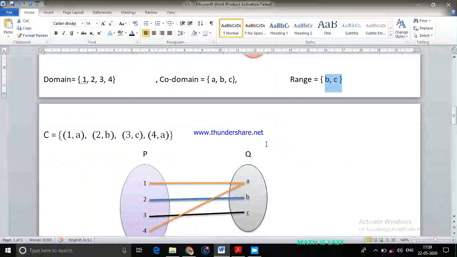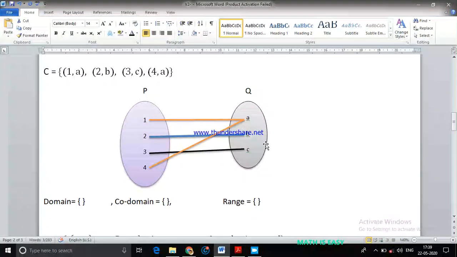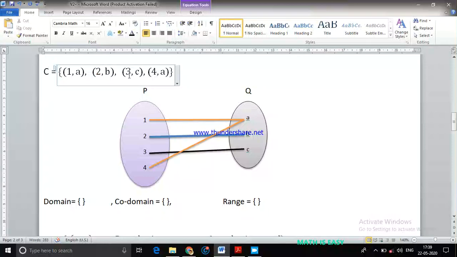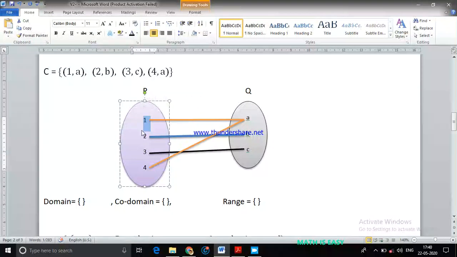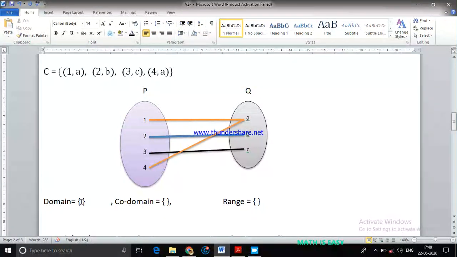So how is it possible? Take the third example, then here you'll understand. Domain means the first element: 1, 2, 3, or 4. If you go by the diagrammatic representation, 1 has a mapping, 2 has a mapping, 3, 4, each and every element has a mapping. Your domain will be 1, 2, 3, and 4. Your codomain is all the elements of Q, which is A, B, and C.